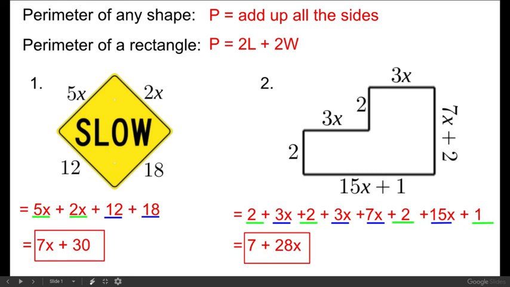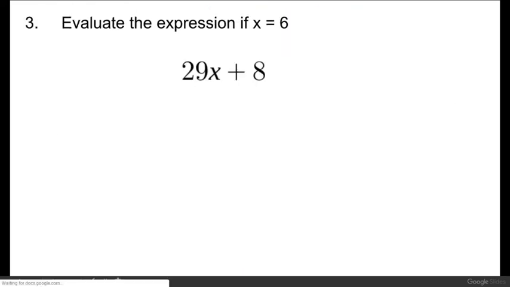So then we can use these because x is in our answer. We've always learned how to evaluate. Evaluating expressions is super easy. Basically, whatever they tell you x is, that is the number that you need to plug in for x. So for this one, evaluate the expression if x equals 6.